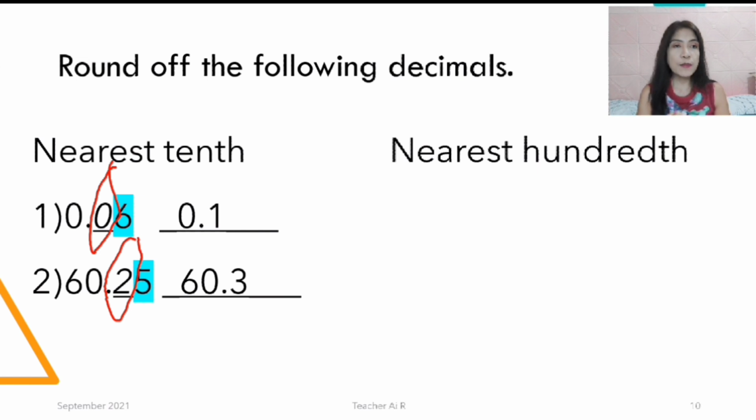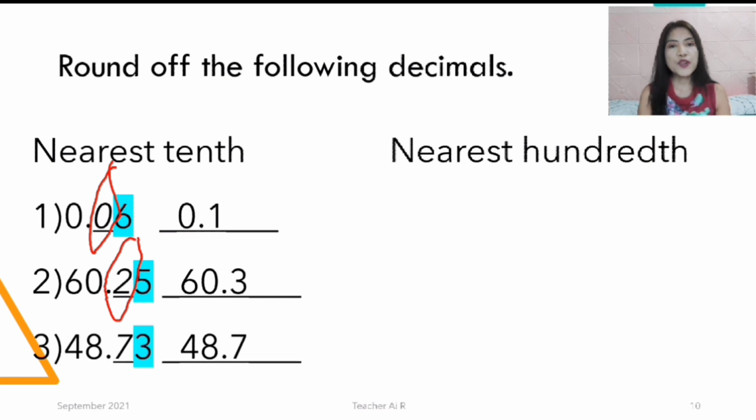For number 2, your number to be rounded off is 2. Your test number or reference number is 5. So we said if it's 5 and above, add 1 to the number to be rounded off. So 2 plus 1 is equal to 3. And drop off the 5. Do not include the 5. And then after that, copy the 60. So your answer when you round off to the nearest tenth for 60.25 would be 60.3.